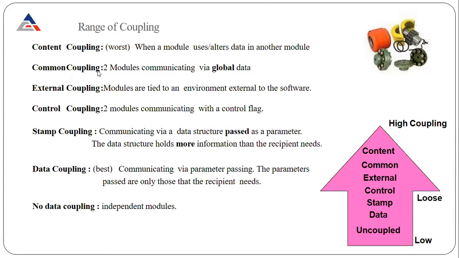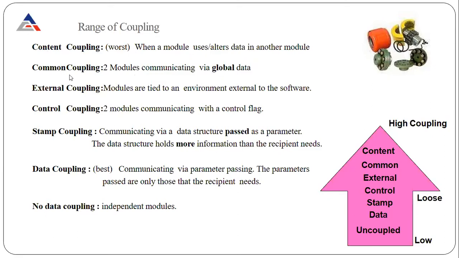Common coupling: two modules communicate via global data. I have shown you with a diagram and an example. If two modules are communicating via global data or via a main module, that is common coupling. It will affect your design or your coding.